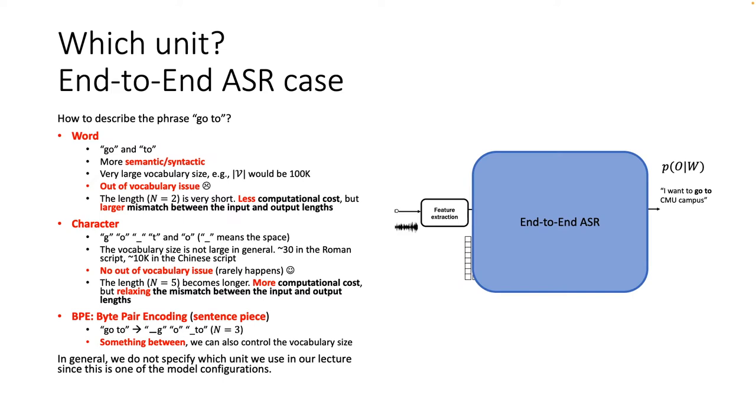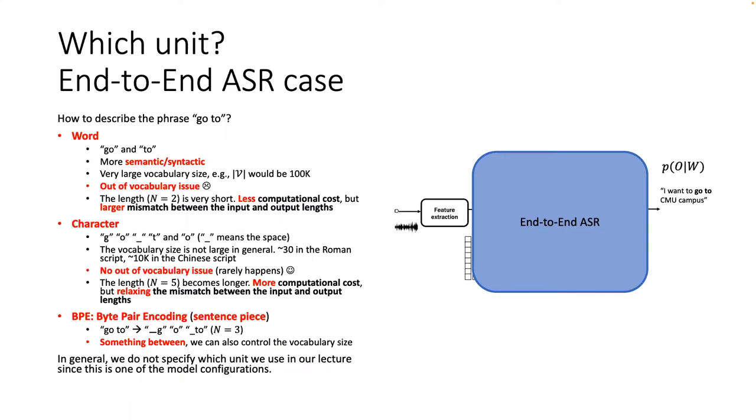So this problem actually exists in the end-to-end system. One of the solutions is using the phoneme representation. So sometimes an end-to-end ASR system is not directly predicting the text. Some systems are actually predicting phonemes, by the way. Again, this is more like a configuration. So anyway, in this lecture, especially for the end-to-end ASR system, I do not specify which unit I am using. Again, this is more like a configuration. We can just specify whether it is word or character or byte pair encoding or whatever, depending on your application.